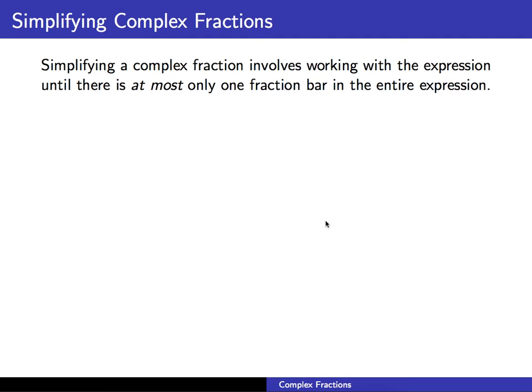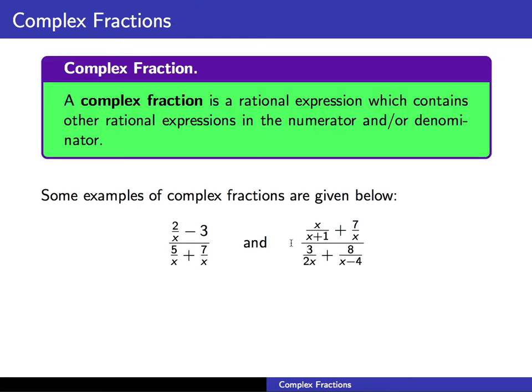And simplifying complex fractions involves working with the expression until there is, at most, only one fraction bar in the entire expression. So here in this first one, we have a total of 1, 2, 3, 4 fraction bars. We have 3 tiny fraction bars and 1 large fraction bar. And in this one, we have 1, 2, 3, 4 small ones and 1 large one. So we have 5 fraction bars in this one. That's what we mean by complex fractions. Too many fraction bars. We want at most only one.